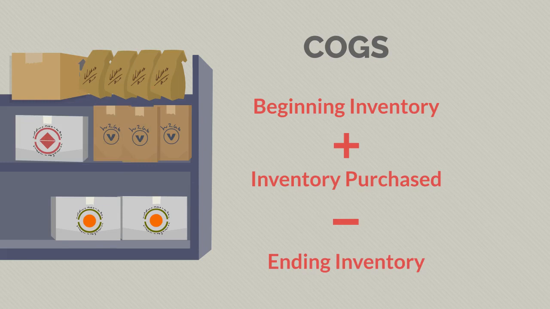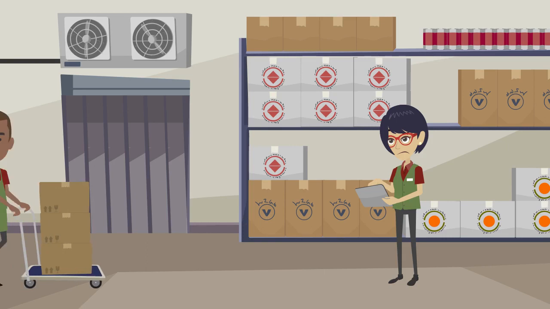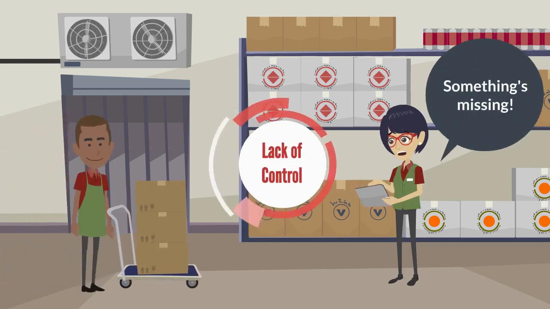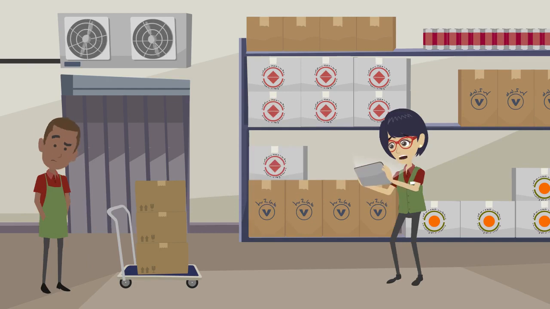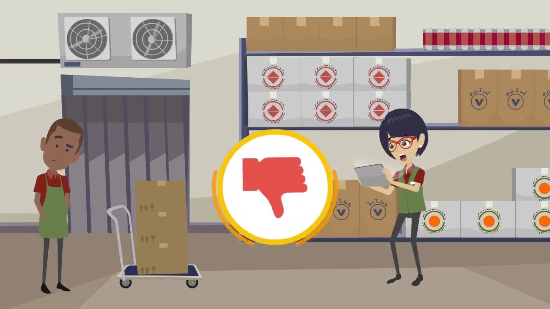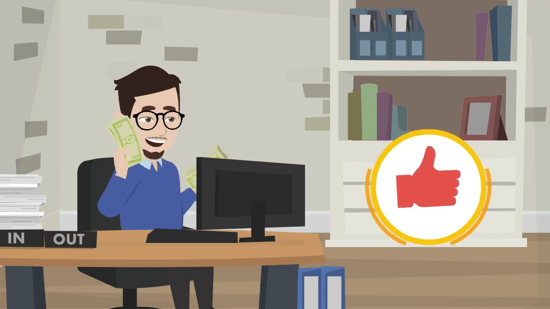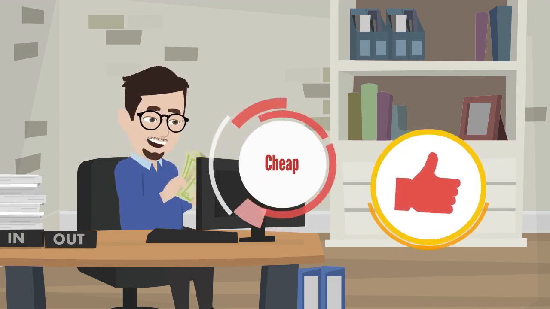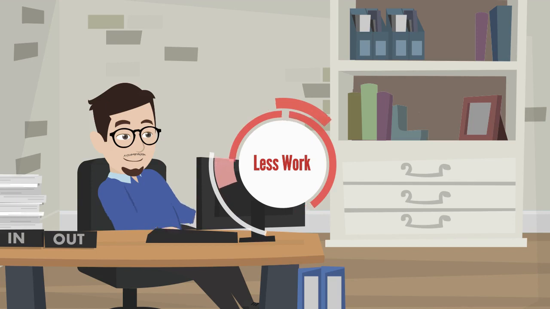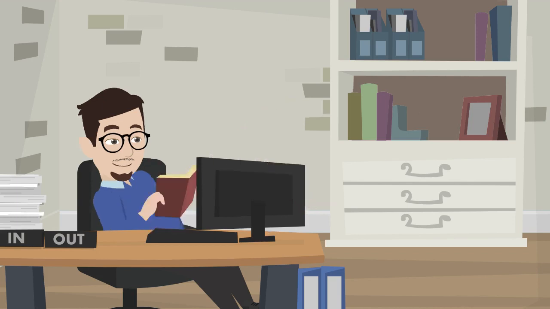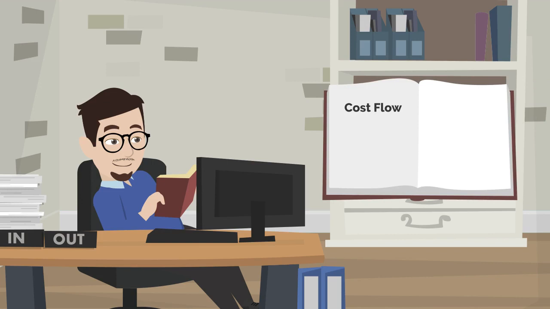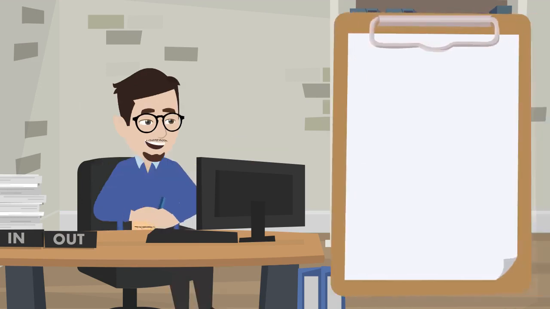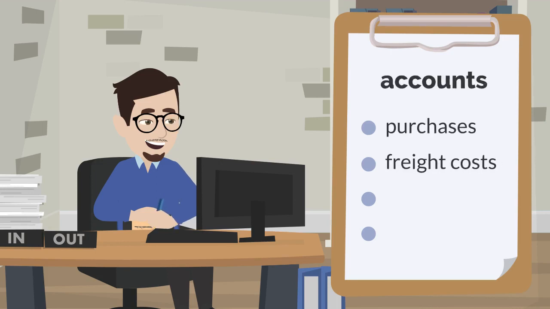period minus ending inventory. However, this makes real-time reporting difficult because there is a lack of control or insight on a business's inventory during the period, which is a major disadvantage. The main benefit of this system is that it's cheaper to run, requires less administrative work, and inventory costs are derived using the cost flow formula instead. However, it requires the company to keep track of additional and separate accounts for purchases, freight costs, returns, and discounts.